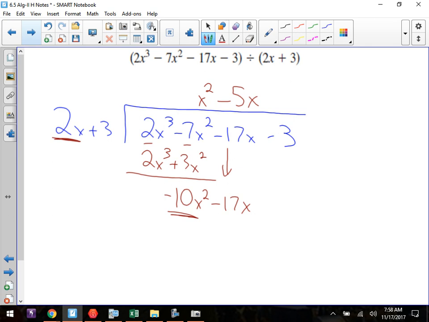Yes, ma'am. You always will be able to, because you could always use a fraction. But to start, they should be pretty straightforward.